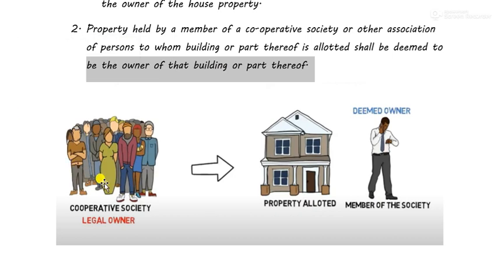What did I say? The owner of the house that is transferred to Mr. X is the cooperative society. However, Mr. X shall be considered as the deemed owner. Means if he gives the house on rent, then the tax shall also be paid by Mr. X and not by the cooperative society. Here, although the legal owner is the cooperative society, but taxes shall be paid by Mr. X.